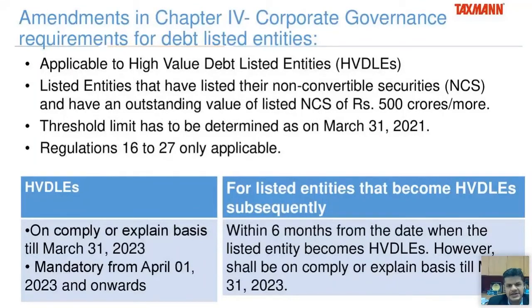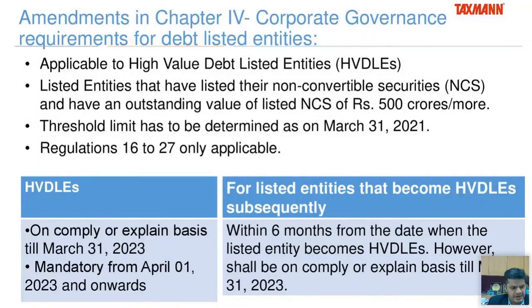For listed entities that become high value debt listed entities subsequently, there can be a scenario where a company freshly issues the debt listed instruments, and therefore it becomes an HVDLE subsequent to 1st of April 2021. So in such cases, such a company shall comply with regulations 16 to 27, that is with regards to corporate governance, within 6 months from the date when the listed entity becomes a high value debt listed entity. However, it shall be on comply or explain basis till 31st March 2023. So there is again a window which has been given to such entities till 31st March 2023. So about 1.5 years window has been given.